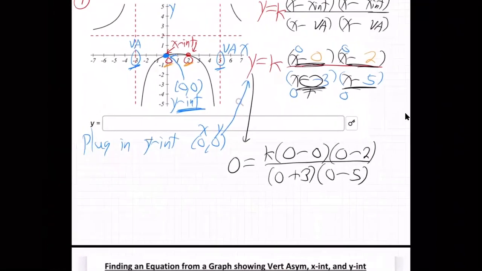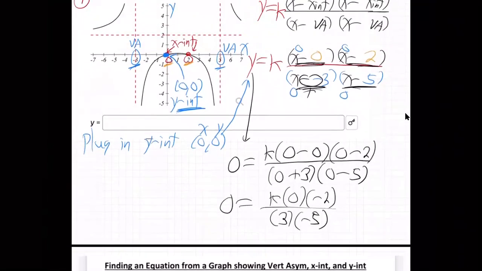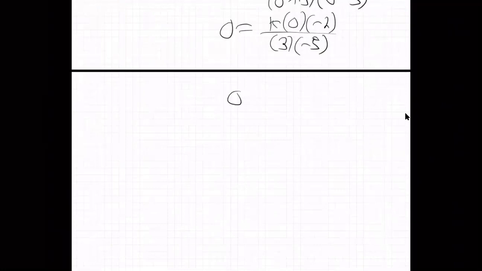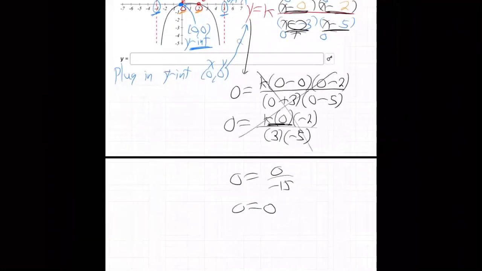Oh no, this isn't going to work, is it? I just realized we're going to get 0 equals k times 0 times -2 over 3 times minus 5. It's going to vanish. Do you see why it's not going to work? I don't want to waste too much time on this, but on the top, what is k times 0? 0 over minus 15. That just is 0 equals 0. K vanished. So that's not going to work.